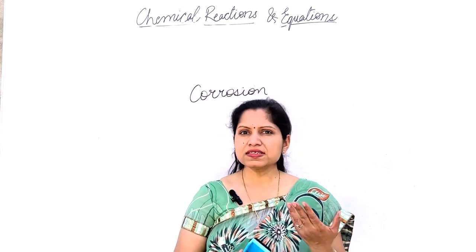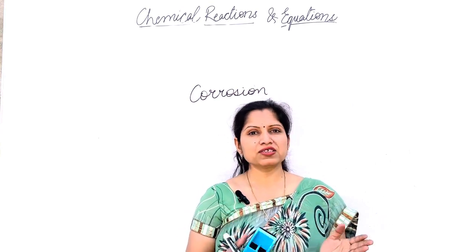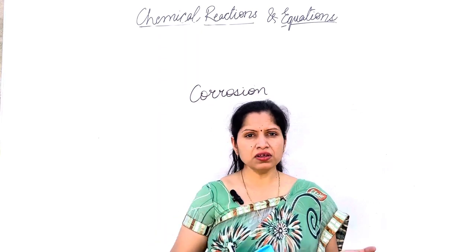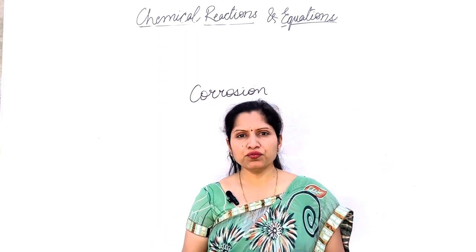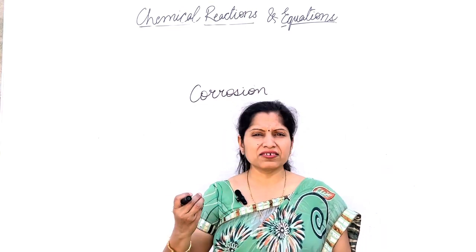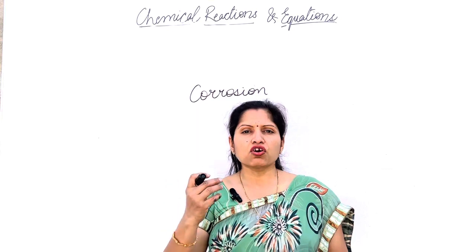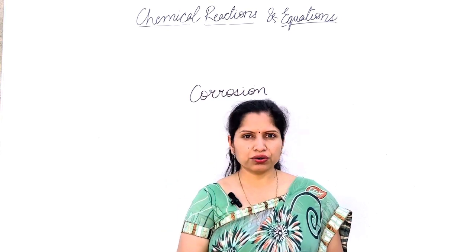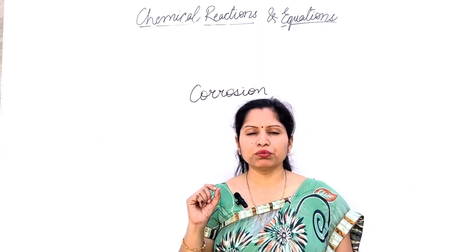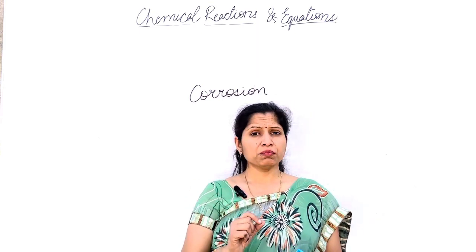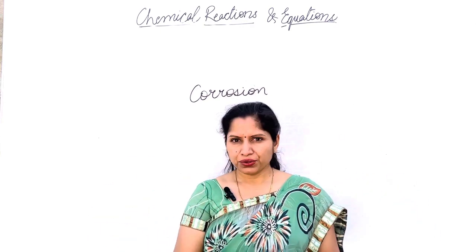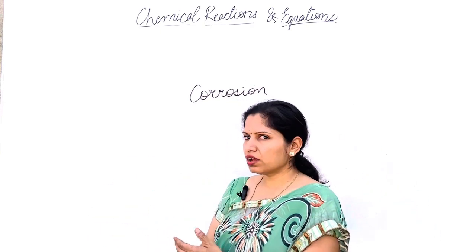Apart from that, when silver undergoes corrosion, it combines with sulfur present in the atmosphere and it forms silver sulfide. Similarly, copper forms a layer of copper carbonate, a greenish layer. You must have seen on the copper vessels at your home also that a green layer is formed. That is because of copper carbonate formed because copper reacts with carbon dioxide present in the atmosphere. Okay, so these are all about corrosion.